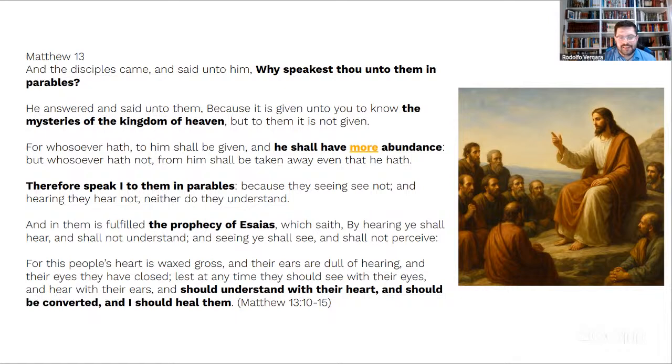That is the same idea in 2 Nephi 28:30, right? Line upon line, but those who say we have enough, it shall be taken from them. The purpose of a parable you see in this verse: therefore I speak unto them in parables, because they see and see not, and hear and they hear not, neither do they understand. And in them is fulfilled the prophecy of Isaiah, which says, by hearing ye shall hear, and shall not understand, and seeing ye shall see, and shall not perceive.